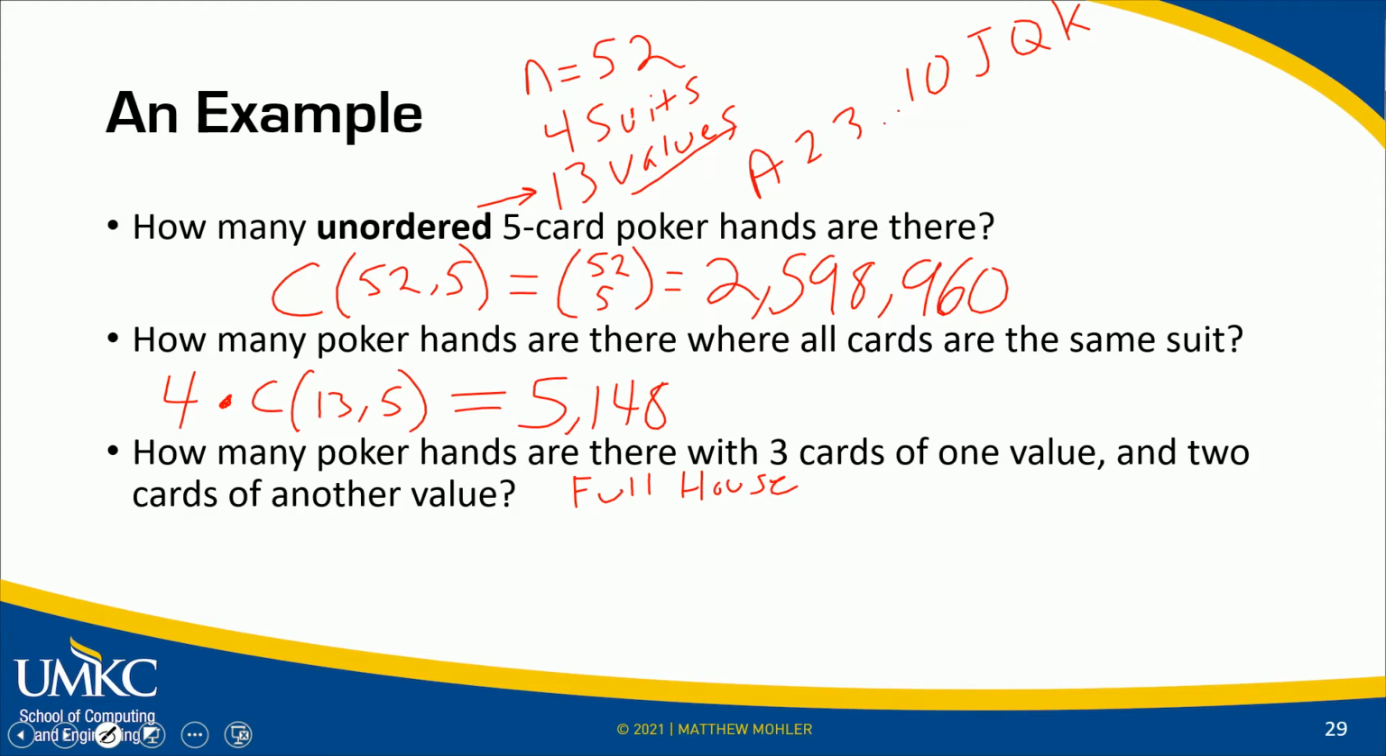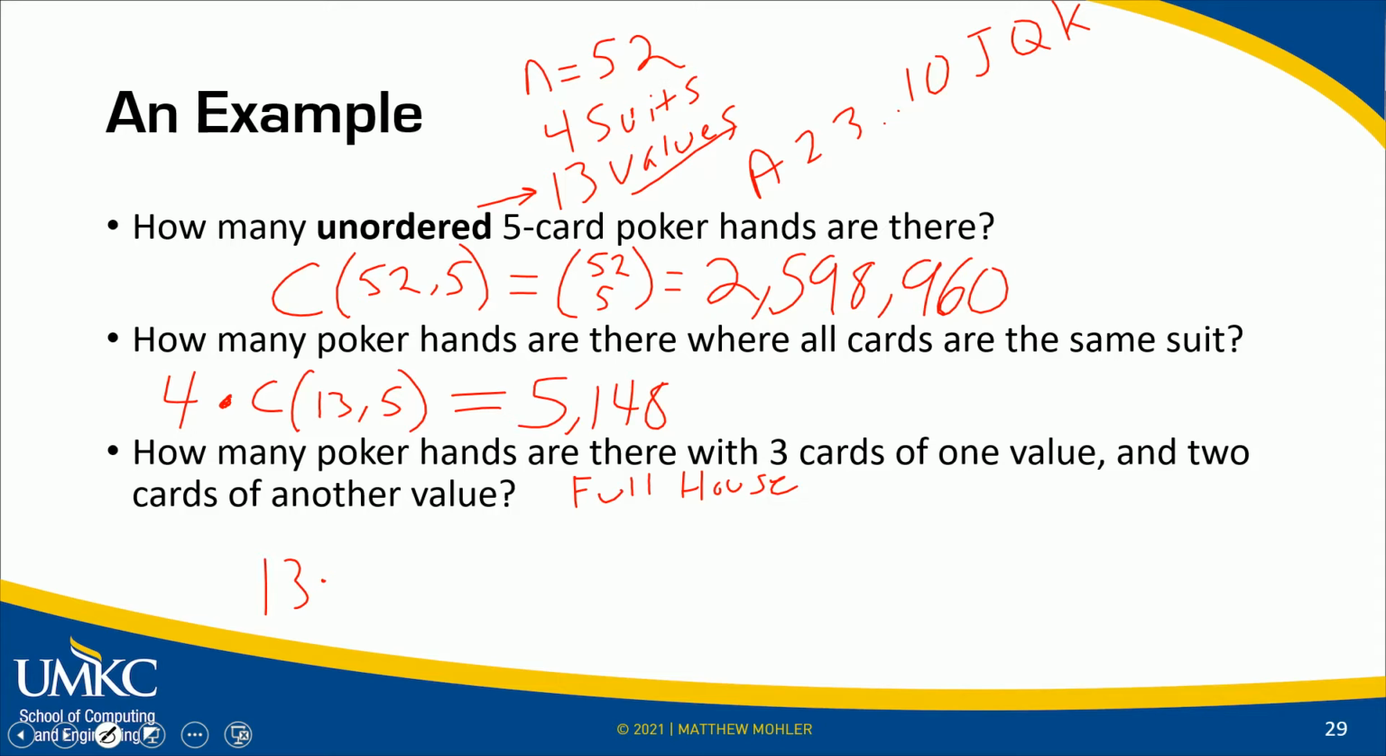So in the first phase, we are going to pick a value, and in the second phase, we are going to pick another value. Then after we've picked both of those values, we're going to pick 3 cards of the first value and 2 cards of the second value. So this is actually a 4-phase operation at the end of the day. So in the first phase, we're going to select a value. And there are, as we said earlier, 13 values. So phase 1 has 13 options.